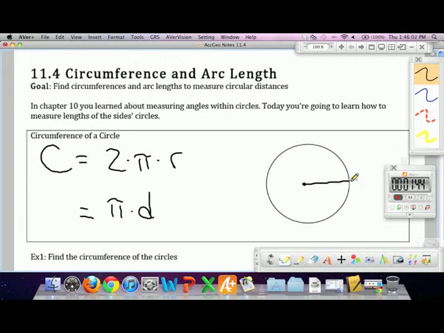So anyways, just recall a little picture here. Here's your radius. The circumference, therefore, is this length. It's just the length around the edge of a circle. So all we need to know is either the radius or the diameter, if you so choose, and you can find the circumference of the circle.